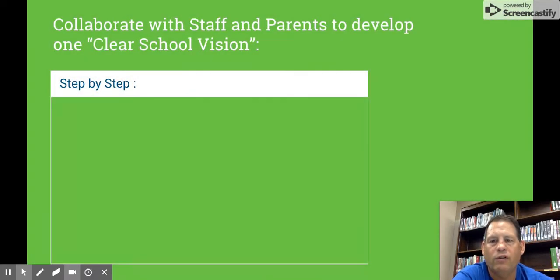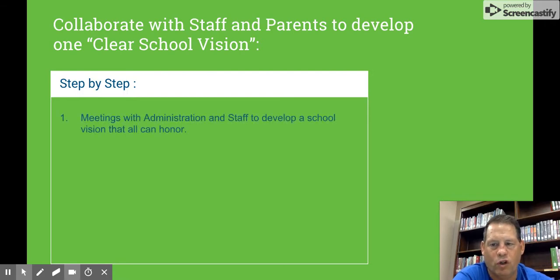And then the final step is the collaboration between staff and parents for this vision that we need to develop. Number one, you have a meeting with the administrators and the staff to develop a school vision that everyone can honor, because in this case study, it was obvious that even the principals were not on the same page.